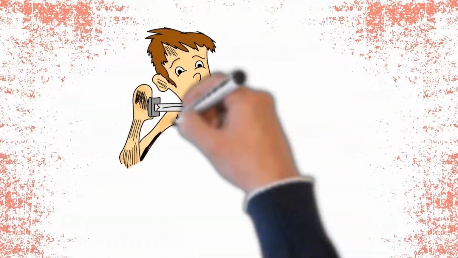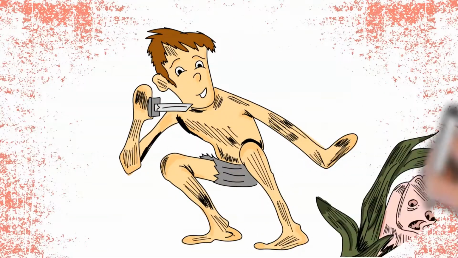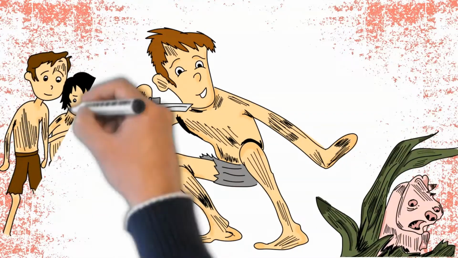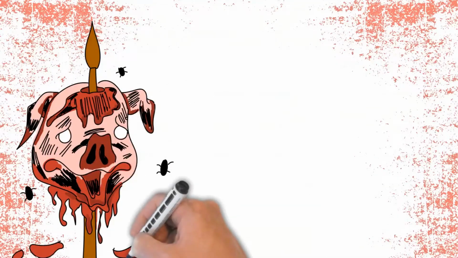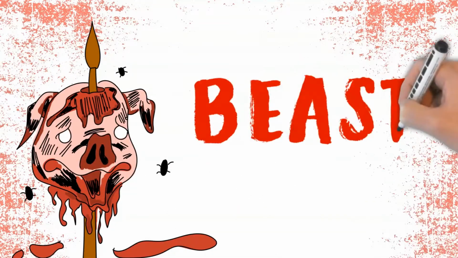They manage to hunt a sow, decapitate it, and place its head on a sharpened stake as an offering to the beast. The sow's head on the spike is bloody and covered with flies. The sight makes a boy, Simon, start to hallucinate.